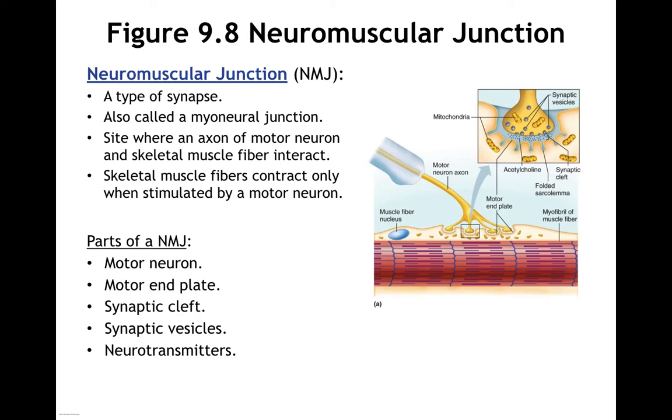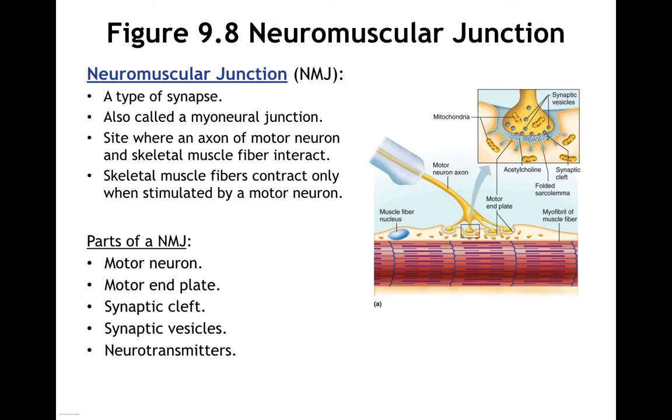So first we'll look at the neuromuscular junction. It's a synapse. We're going to talk more about synapses in the next chapter when we talk about the nervous system. It's also called the myoneuronal junction, myo being muscle, neural being neuron. It's a place where an axon from a motor neuron and a skeletal muscle fiber interact. They do not physically touch each other. There's a gap between them, but they are very close. The skeletal muscle fibers contract only when stimulated from a motor neuron.